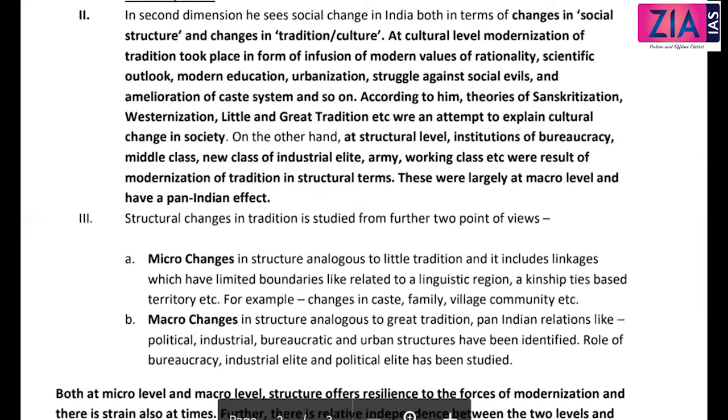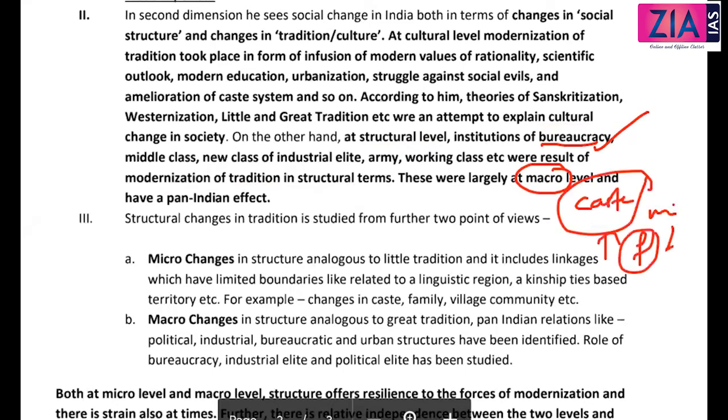So when I say macro level, guys, you see bureaucracy has an across-India impact, not confined to a region. When I say changes in caste, it is confined, it is particular, it is micro. When I say changes in family, that is also micro.